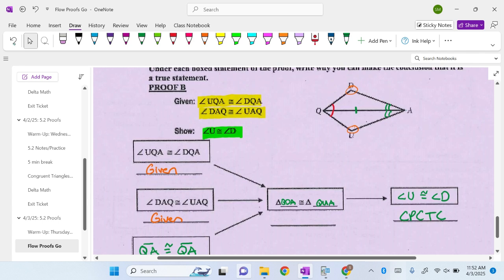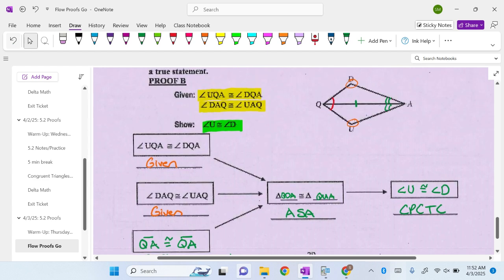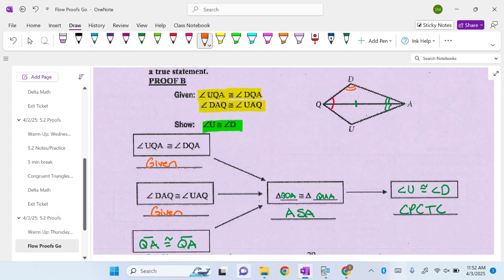Now, how are these two triangles congruent? Angle, side, angle. We have an angle, we have a side, and then another angle. So this is congruent by angle, side, angle. So that means that what we're trying to prove right here, these have to be congruent by CPCTC. Because if the triangles are congruent, then obviously that last angle is congruent of the triangle that we don't know is congruent or not. Does that make sense for these two?